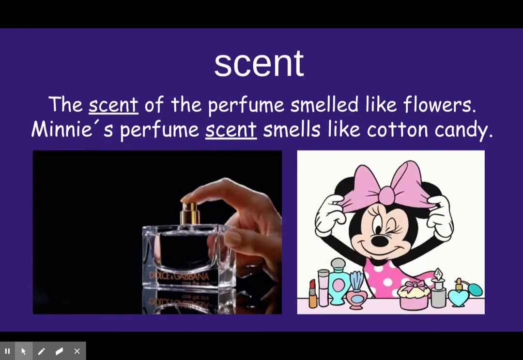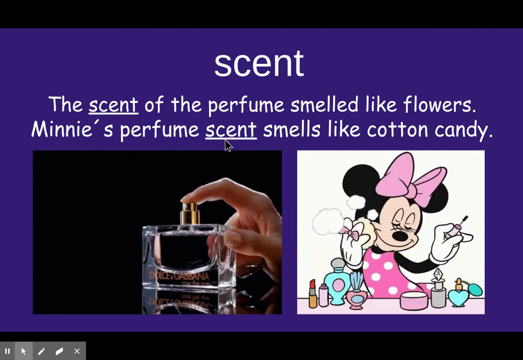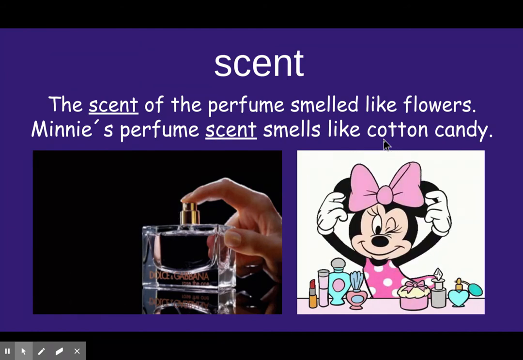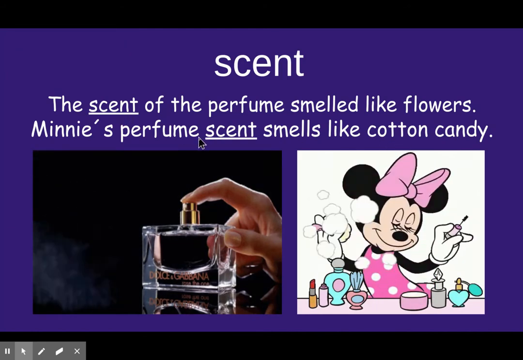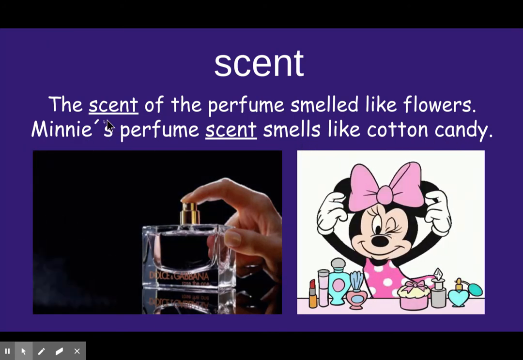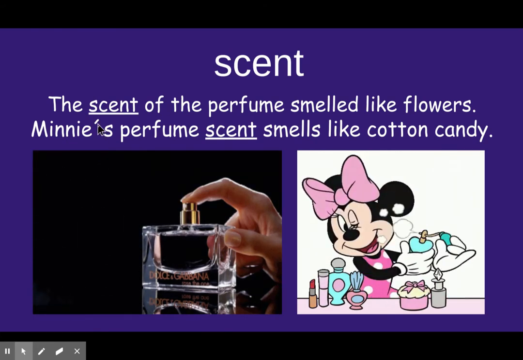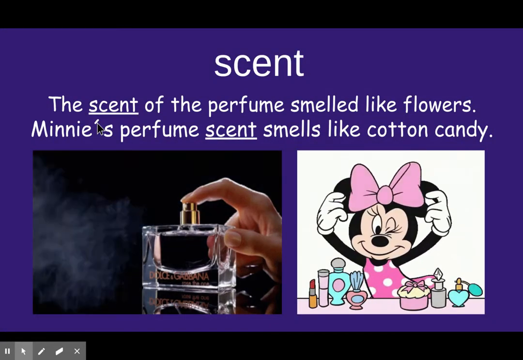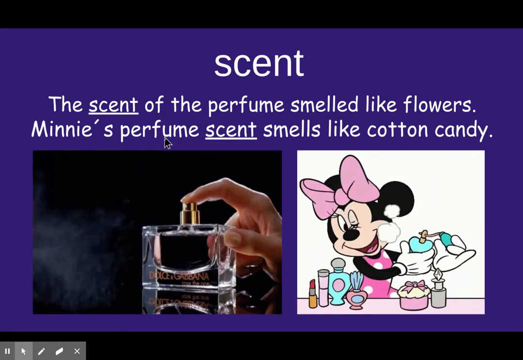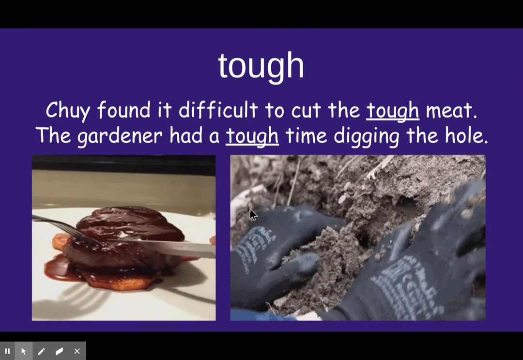Okay, our next word is scent. And remember, a scent is a favorable smell. And the sentence is, the scent of the perfume smelled like flowers. Remember, it's favorable. You like a scent. Minnie's perfume scent smells like cotton candy. Some of you are using this apostrophe weirdly, and I'm just going to say it. The only time you use an apostrophe is when it's one subject and something belongs to them. This word right here belongs to Minnie, okay? And that's how you use that apostrophe.